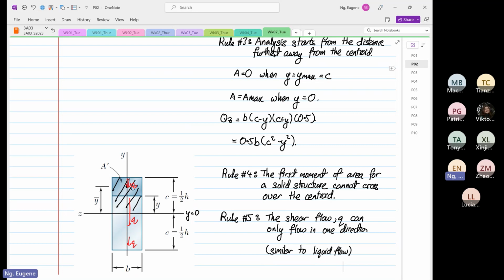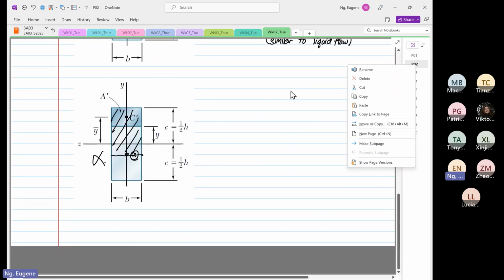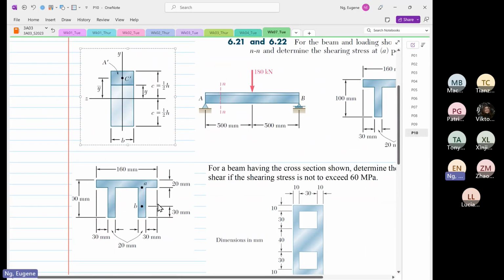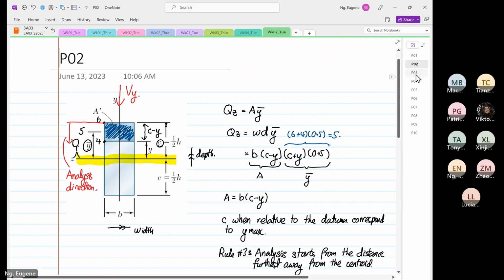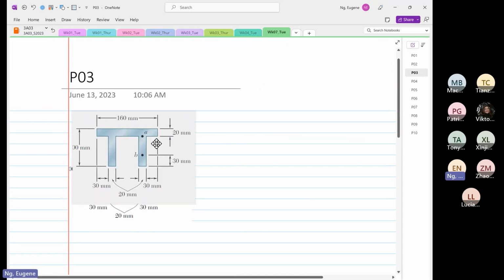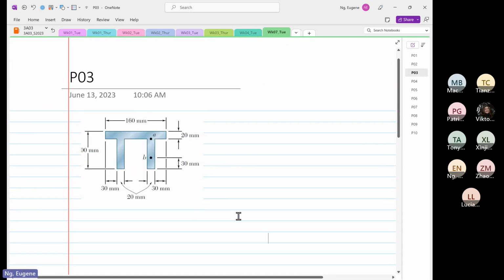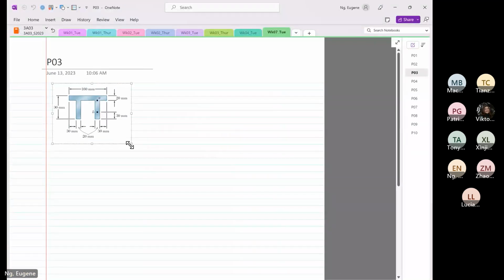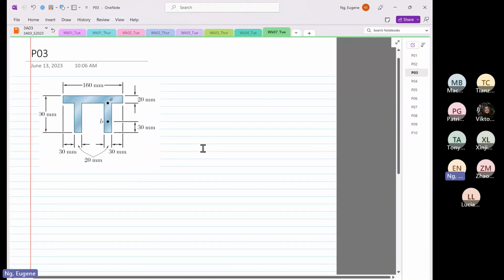So let's do a very simple example where you don't require any calculation. Let's do this one. So now we have a structure like this. My apologies. Now we have a structure like this.